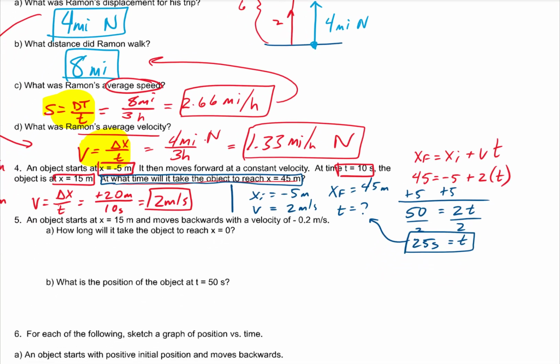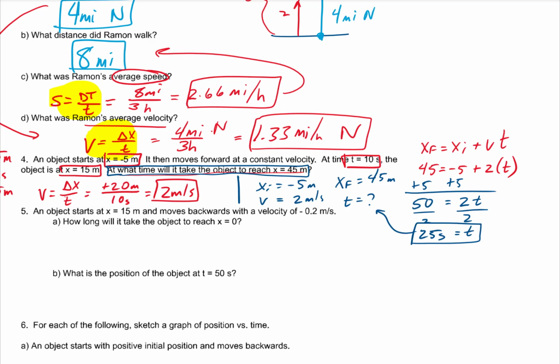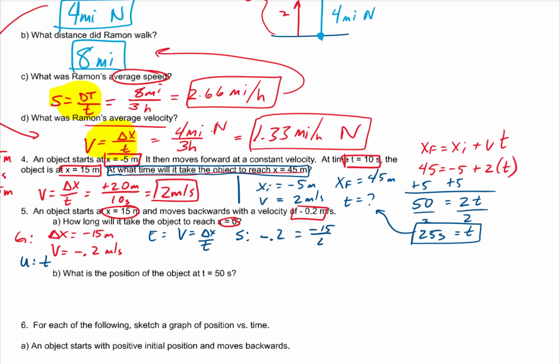Number 5, an object starts at 15 and moves backwards. How long does it take the object to reach 0? So if we're going to go from 15 to 0, my delta x is -15 meters. The velocity is -0.2 meters per second. Those are my givens. My unknown is the time. So the equation that we're going to use, velocity is delta x over time.